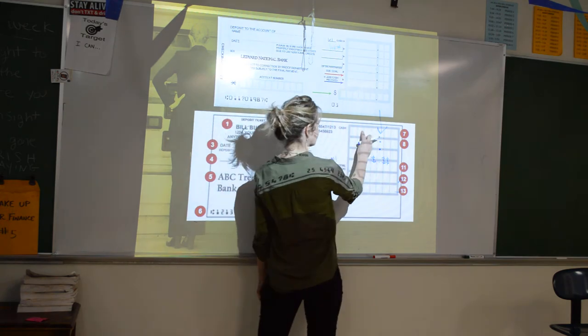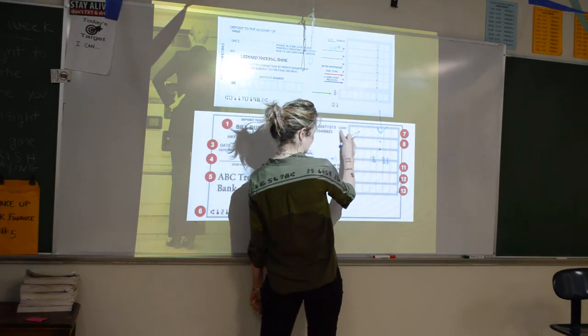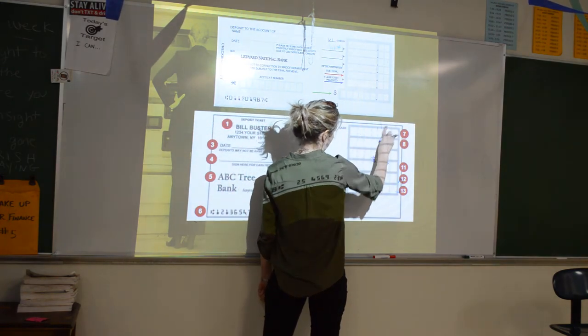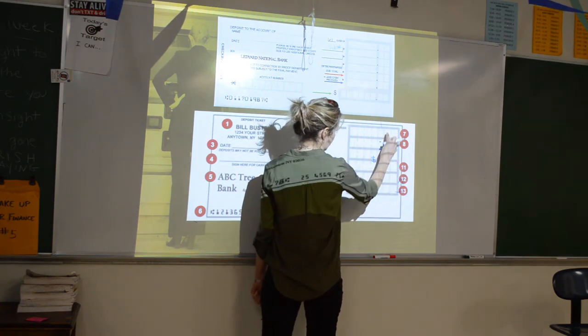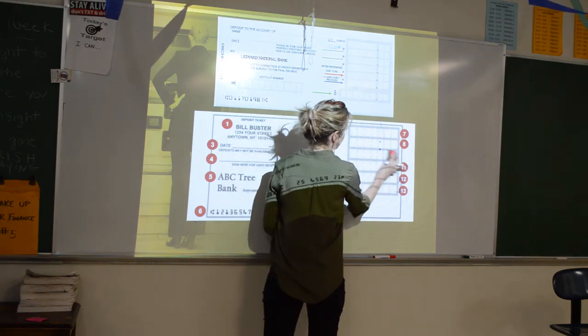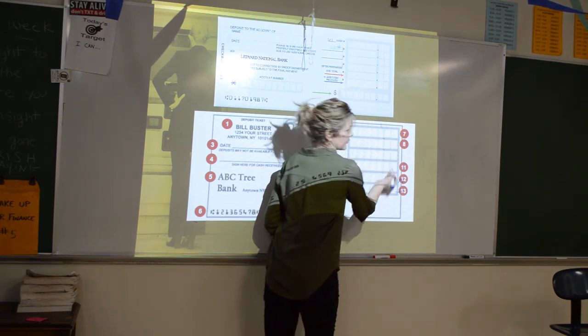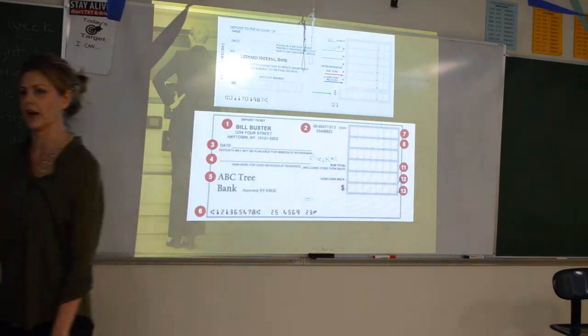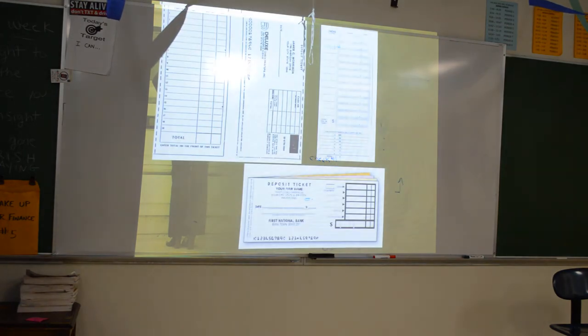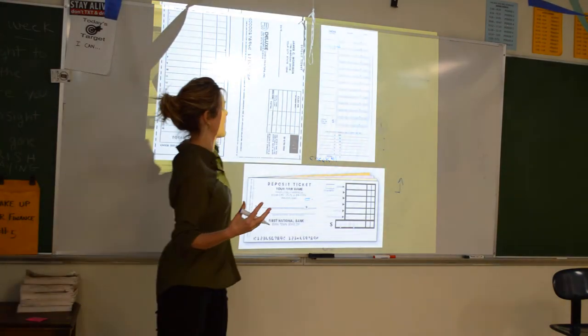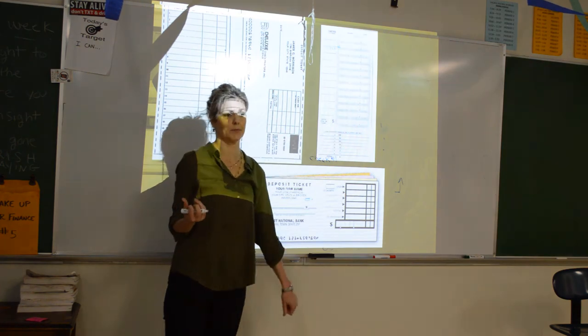Down here, they're asking you to do the same, cash. They don't care if it's paper money or coin money. And then they're asking you to fill out the dollars and cents over here, and they have some dots right here for you to separate that out. Okay? Every bank's a little different. They all have a similar structure. This is what the back of a deposit slip will look like.